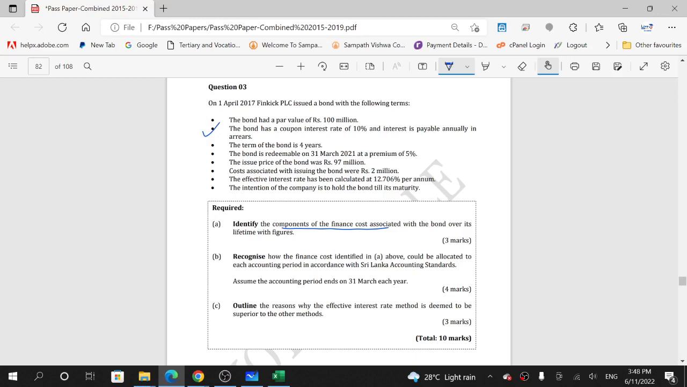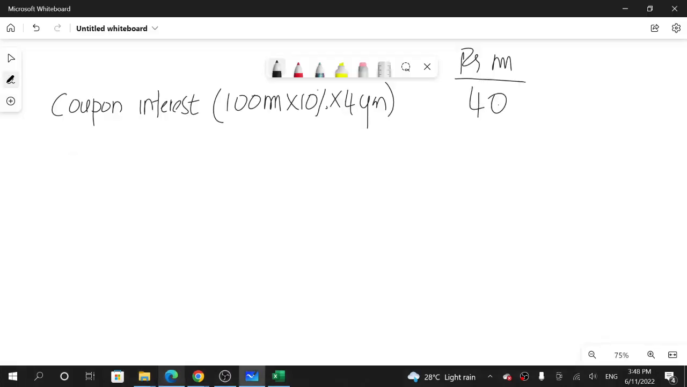The term of the bond is 4 years. Okay, the bond is redeemable on 31st March 2021 at a premium of 5%. Now you can see there's a premium. Can you remember the example which we discussed? There we identified all this and we calculated this EIR using Excel after taking all this cost, right? So how much is the premium? Premium is 5%. The 100 million face value into 5% becomes 5 million. So you have a 5 million finance cost.